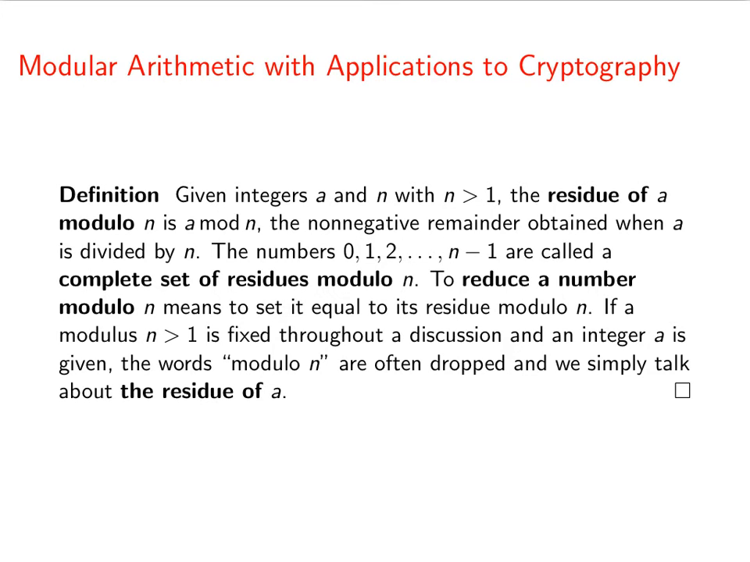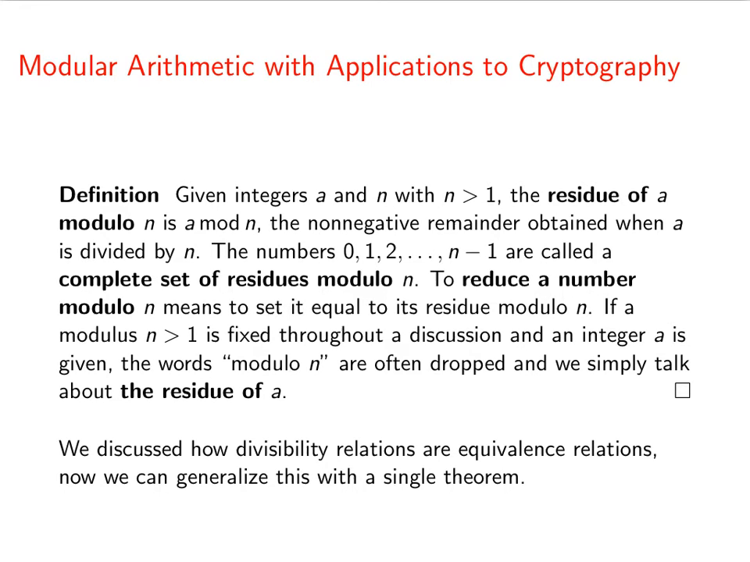Then we can talk about reducing a number modulo n. And that just means to set it equal to its residue mod n. You replace that integer with its residue. If we have a modulus that's fixed throughout a discussion and we have an integer a, then oftentimes we'll just drop the words modulo n, and we'll just talk about the residue of a.